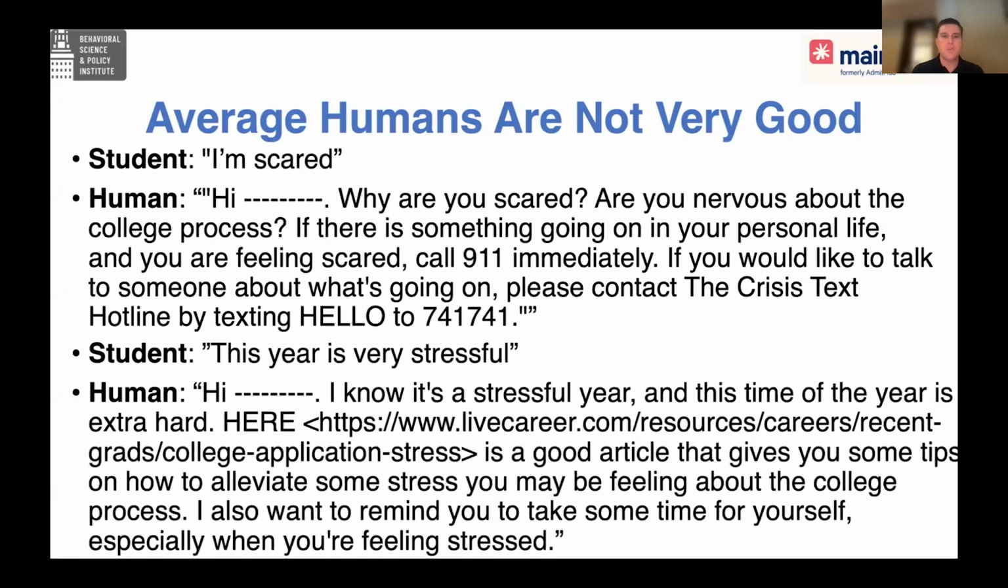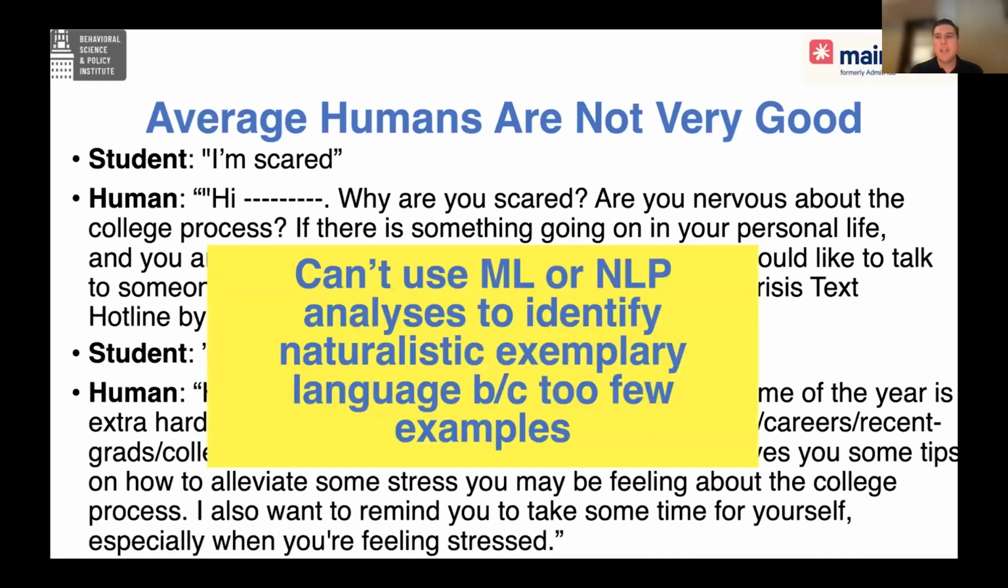Or "This year's very stressful." It's like, "Hi, I know it's a stressful year. This time of year is extra hard. Here are some resources." So it's like fire hosing you with advice, and it's not helpful. So we basically can't use machine learning or NLP analyses to identify naturalistic examples because there was basically no variation in saying the mindset supportive thing in this data set.